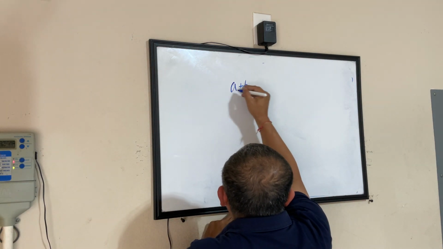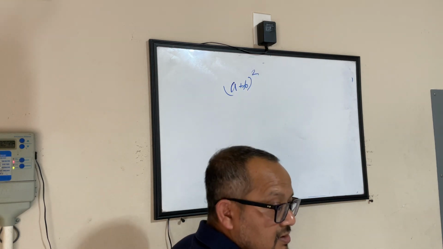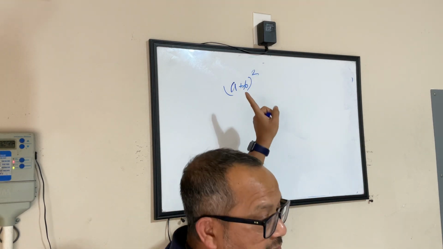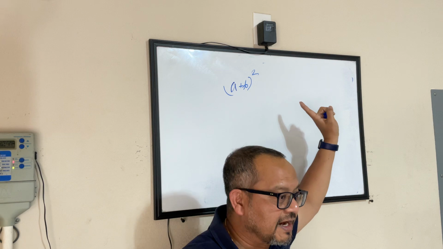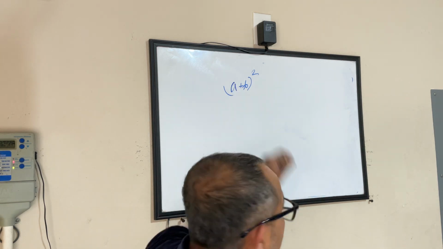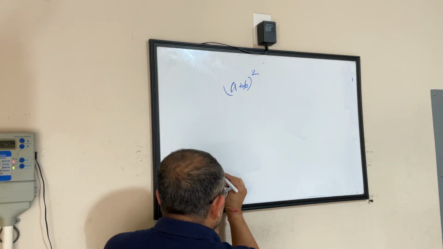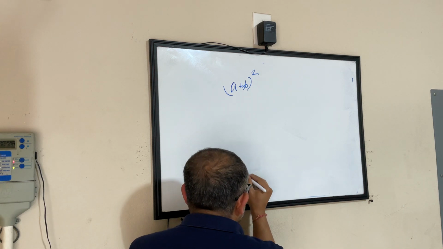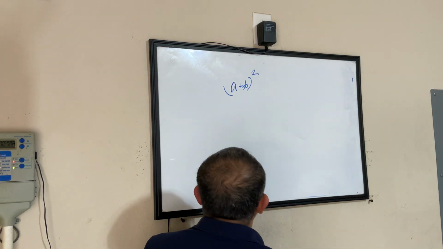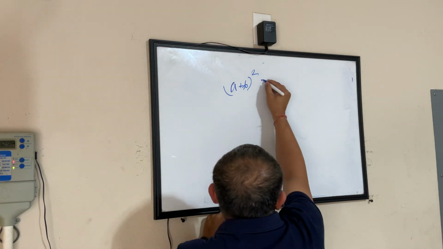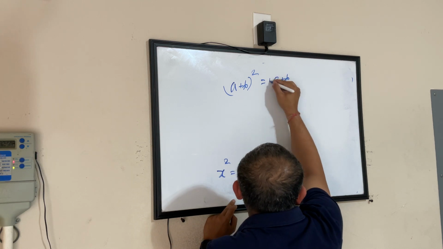Mr. Kumar, can you explain it again? Yes. So I'm picking up another one. That's what I had in my agenda also: (a plus b) whole square. Again, going back to the same old school. x square is nothing but x into x. Similarly, (a plus b) whole square means (a plus b) times (a plus b).